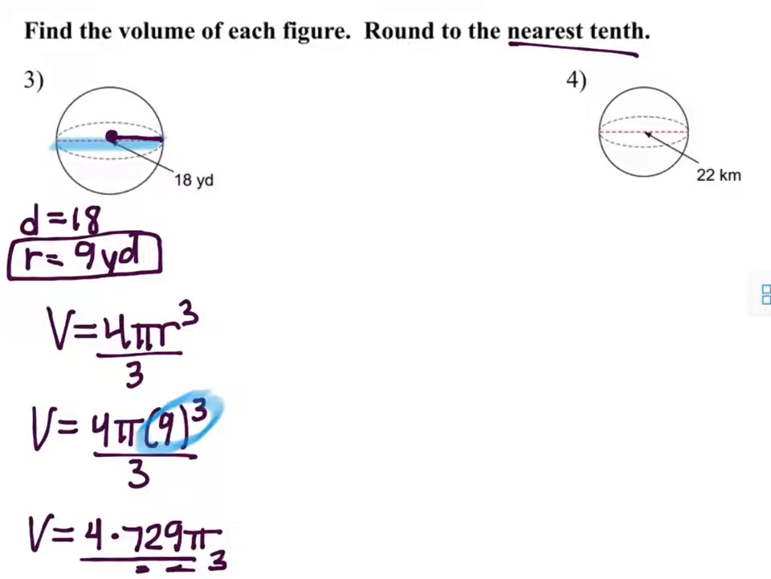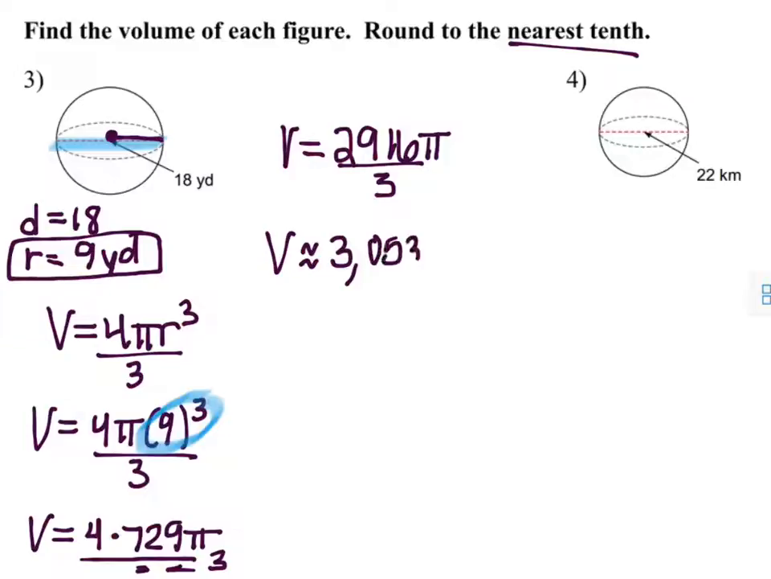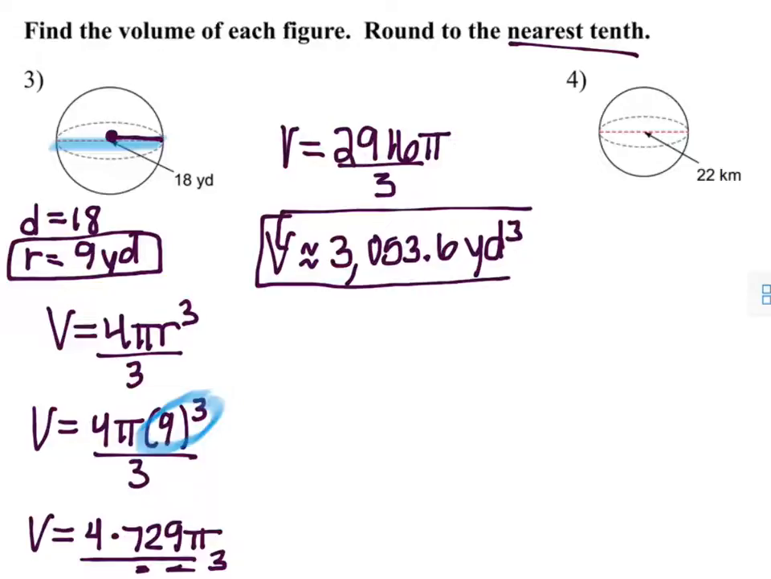So we multiply that out, we get volume is equal to 2,916 pi, all divided by 3. And when we multiply by pi, then divide by 3, we get volume is approximately 3,053 and 6/10 yards cubed. That's our first example there.